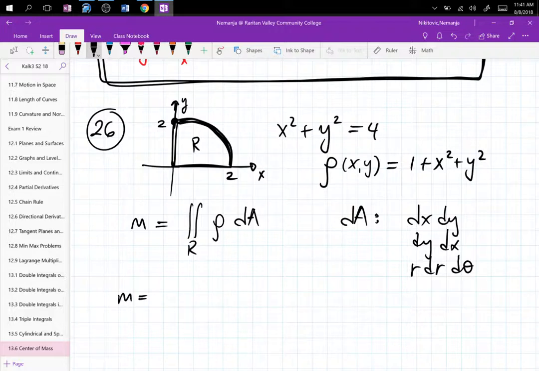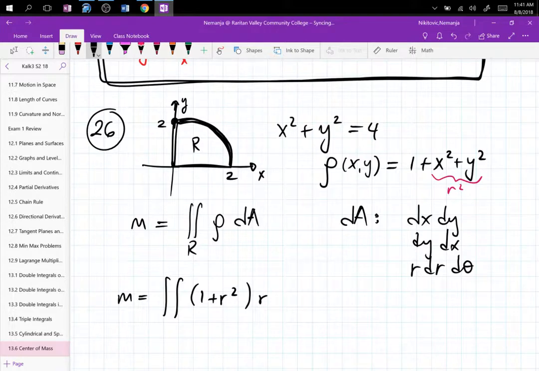Mass. So I have a double integral, and I am going to integrate this in polar coordinates because it's a quarter of a disk. So the density rho is going to be 1 plus r squared. So the conversion over here is, this puppy over here is r squared. We know that from polar conversion. I have my string for polar integrals, which is r dr d theta.